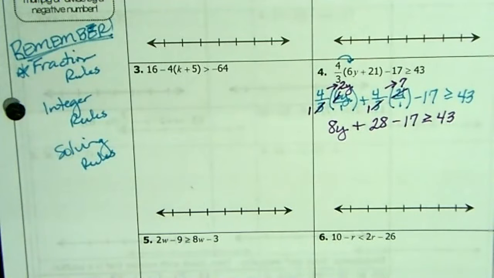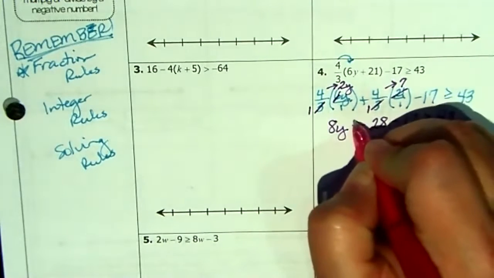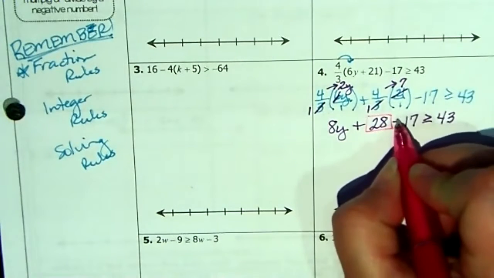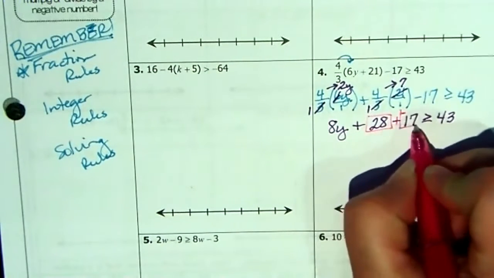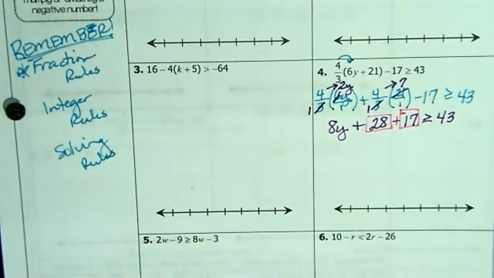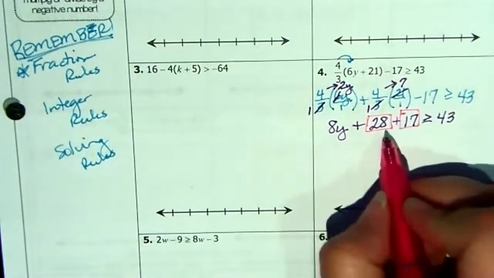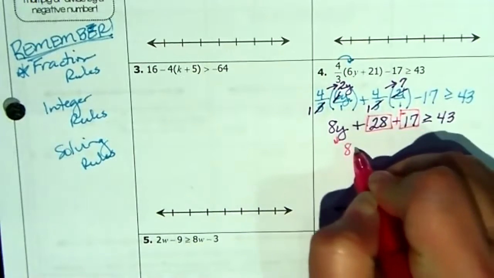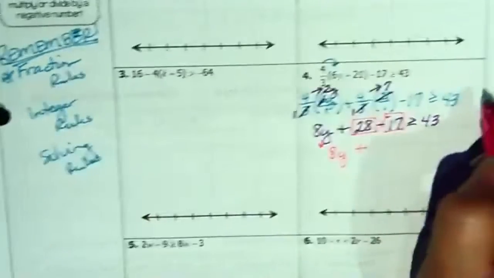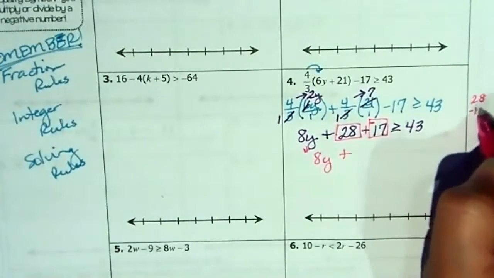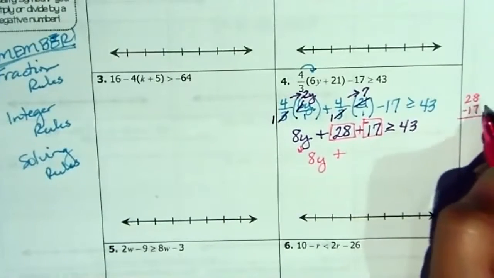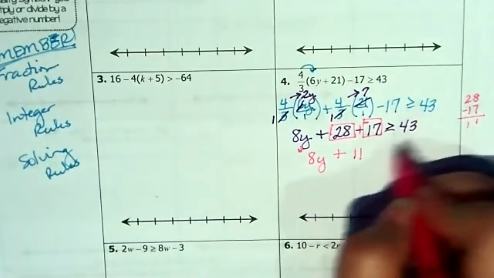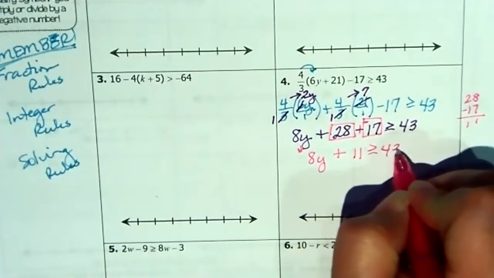Next step is to simplify. Remember, anytime there's a minus, I change that to plus a negative. So I know that that's a negative 17. Now I follow my integer rules. They're doing battle. The positives are winning. Bring this down. So I'm going to have 8y plus, and now I do 28 minus 17, which is 11. So I have 8y plus 11 is greater than or equal to 43.